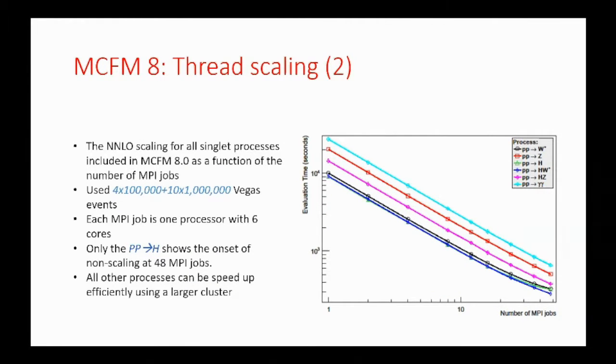Now, this is all the processes included in the first release of MCFM. That's WZ, Higgs, Higgs W, Higgs Z, gamma gamma, at next to leading order. And here you can see how it scales. This is again the number of cores, and this is the number of MPI jobs. Each MPI job is with 6 cores, and this uses about 10 million events. And you can see that all the processes scale nicely. You see a bit of turnover for the Higgs, but this is the simplest process to calculate of all of them.